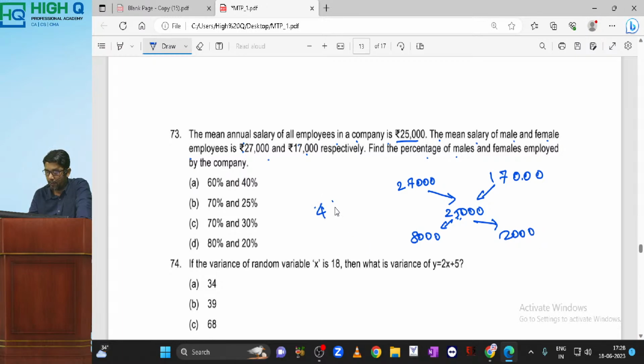Say yes or no, is it 4:1 ratio? So 80%, 20%. This way also we can do this problem, my dear. You understand? No need to use the combined arithmetic mean formula here. This way also we can do.